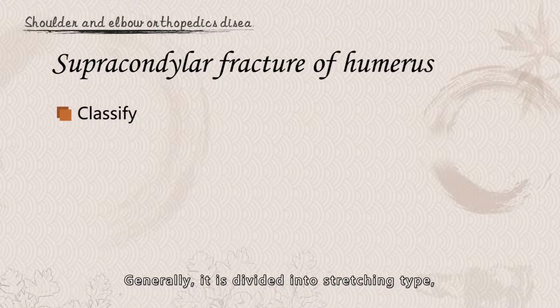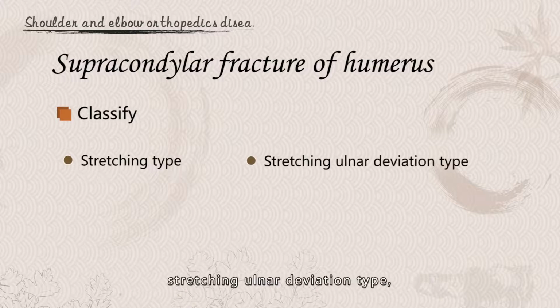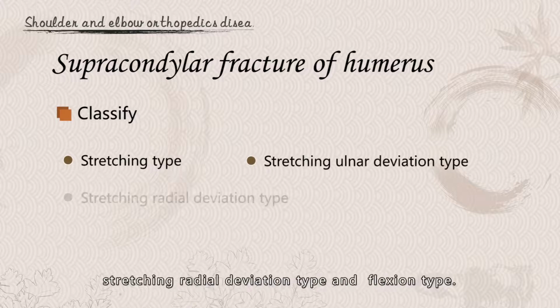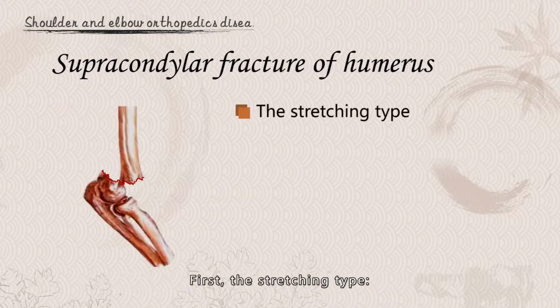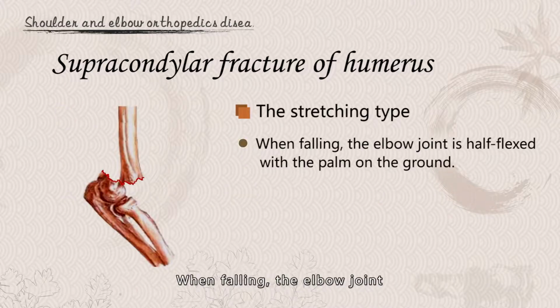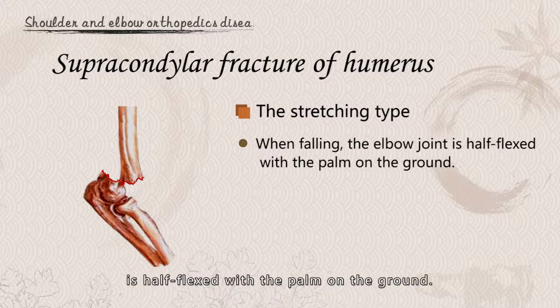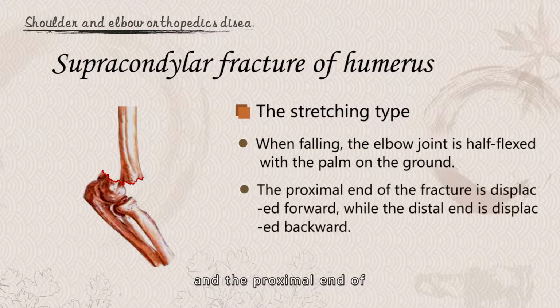Generally, it is divided into extension type, extension ulnar deviation type, extension radial deviation type, and flexion type. First, the extension type, when falling, the elbow joint is half flexed with the palm on the ground. The reaction force of the ground is transmitted to the lower end of the humerus through the forearm, and the proximal end of the fracture is displaced forward, while the distal end is displaced backward.